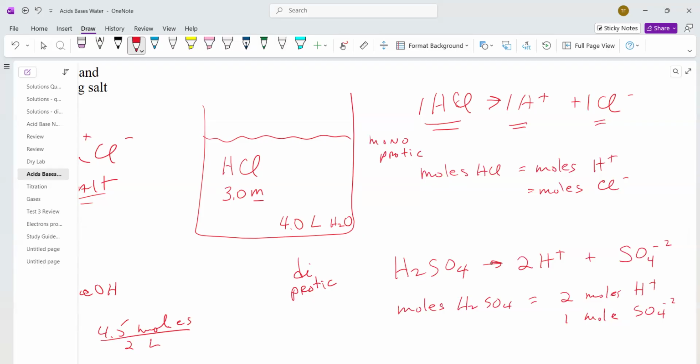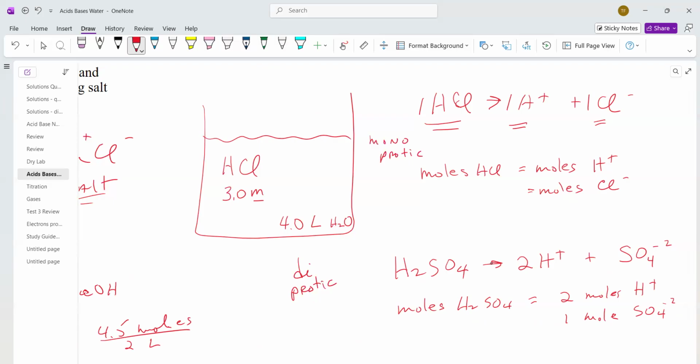Phosphoric acid is a triprotic acid. How many H's come off of phosphoric acid? I said phosphoric acid is a triprotic acid. 3. Tri means 3. So that's why it's important to always write the balanced equation. Then you know what's going on. Okay.